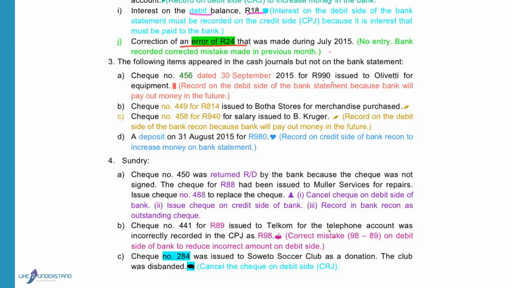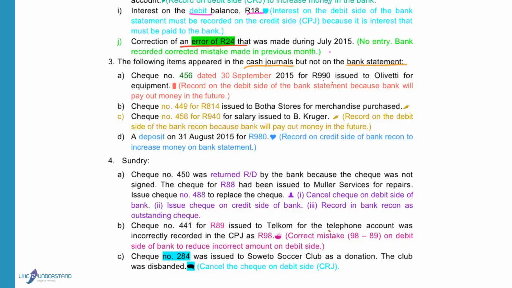We've paid attention now to all the entries that appeared on the bank statement to ensure that we made the necessary adjustments. And now they give us information about the following items that appeared in the cash journal. So that means in the cash receipts journal or cash payments journal, and not on the bank statement.